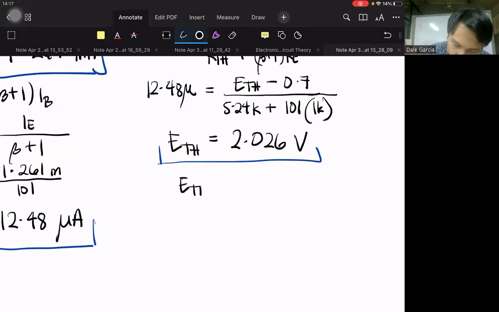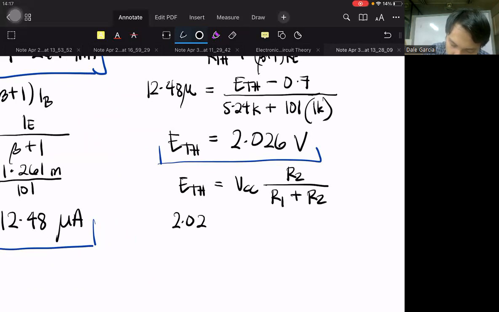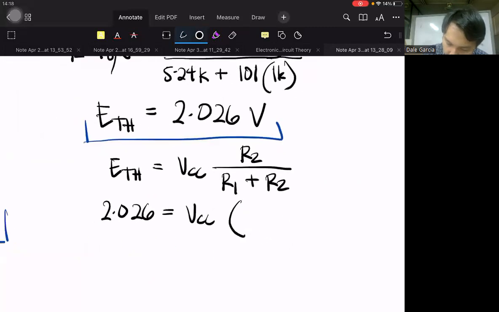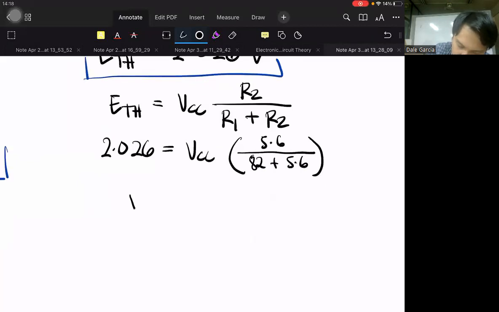ETH is equal to VCC R2 over R1 plus R2. 2.026 VCC, R2 is 5.6 og 82. Shift solve. VCC is equal to 1.69.